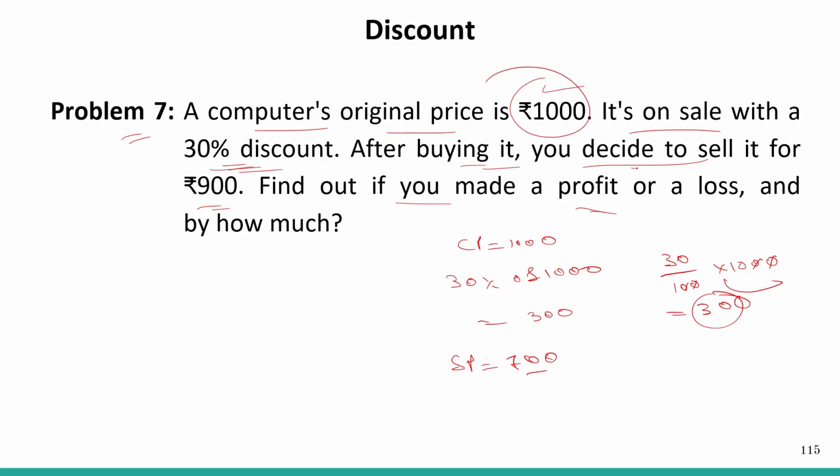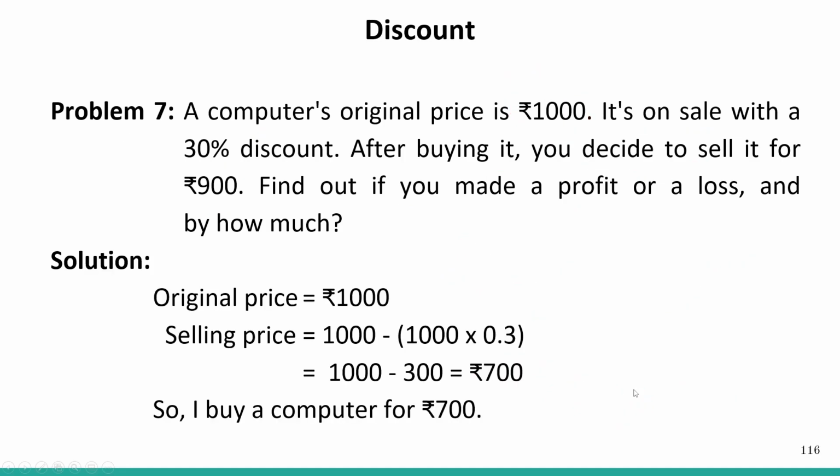So after buying it, I wanted to sell it for 900. So I'm selling it for 900. So the difference is what? 200 rupees, because 900 minus 700 equals this much. And this much by 700 into 100 will give me the profit percentage. So it will be 200 by 7 in terms of profit percentage. Okay. So the amount of profit made will be 200, but the percentage will be 200 by 7.